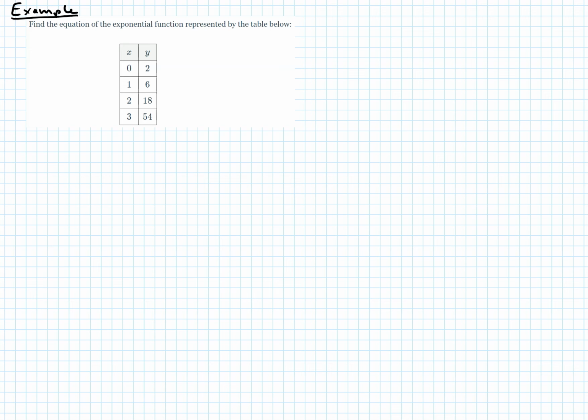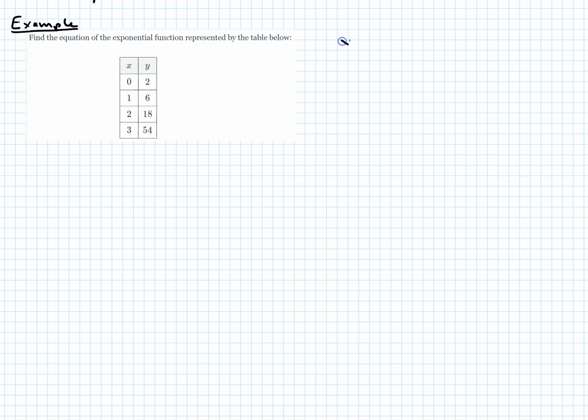Another example. Now we're going to do the opposite. Find the equation of the exponential function represented by the table below. We're looking for something of the form y equals a times b raised to the power x. Let's find the y-intercept first. The y-intercept is when x is 0. And when x is 0, the y-intercept is 2, so we know what our a value is. So our equation is going to be y equals 2 times, and now we need to find b.